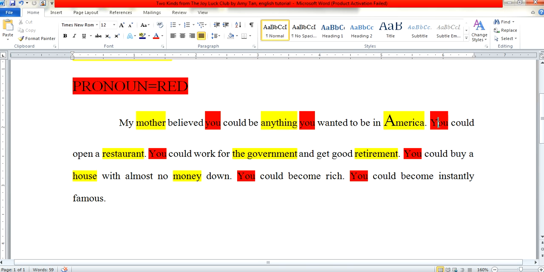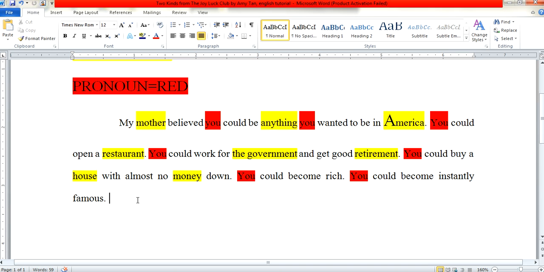So for example, when it says you could open a restaurant, what it's actually saying is that you is a representation for any person. So you could be John, you could represent me, which is Shane. You could represent Emilio. You could represent Sharika. You could represent Justin Timberlake or anyone.